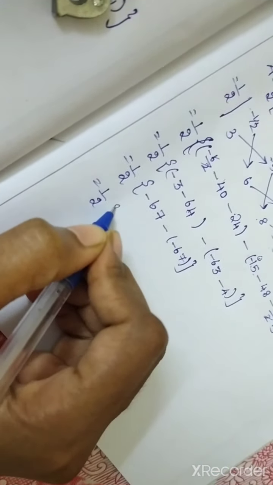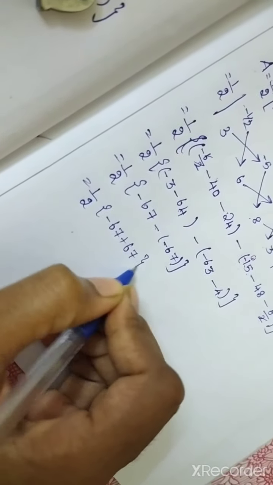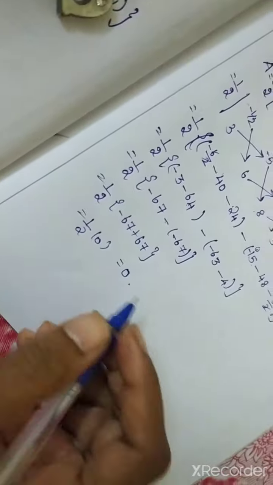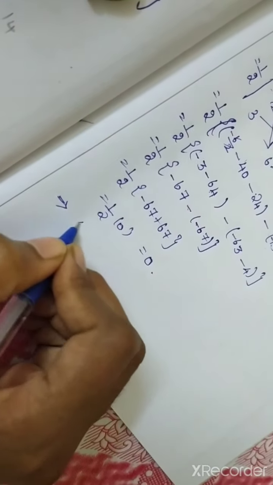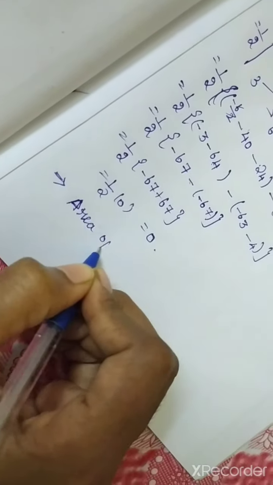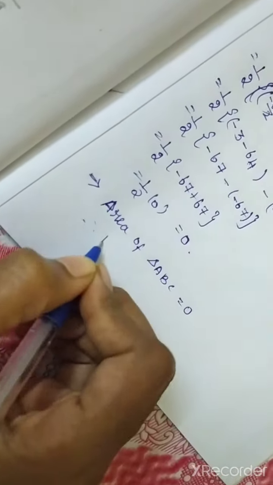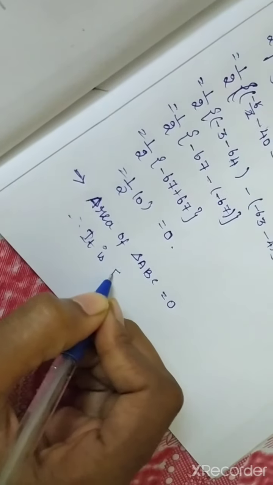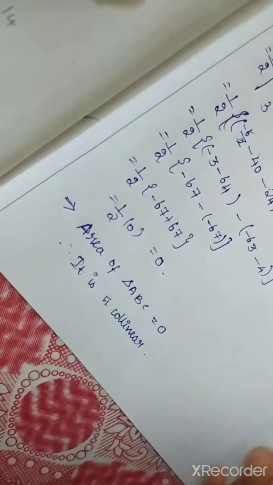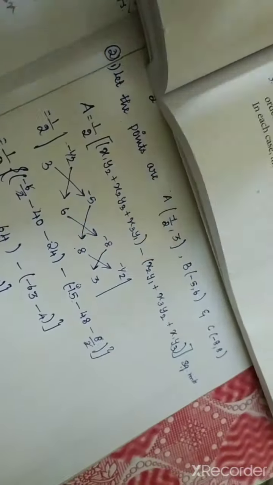So 1 by 2 minus 67, minus into minus plus 67. So 1 by 2 into 0 equal to 0. That implies area of triangle ABC equal to 0. Therefore, it is collinear. That's all they are asking, whether it's collinear or not. Okay, the second sum you will do as usual.